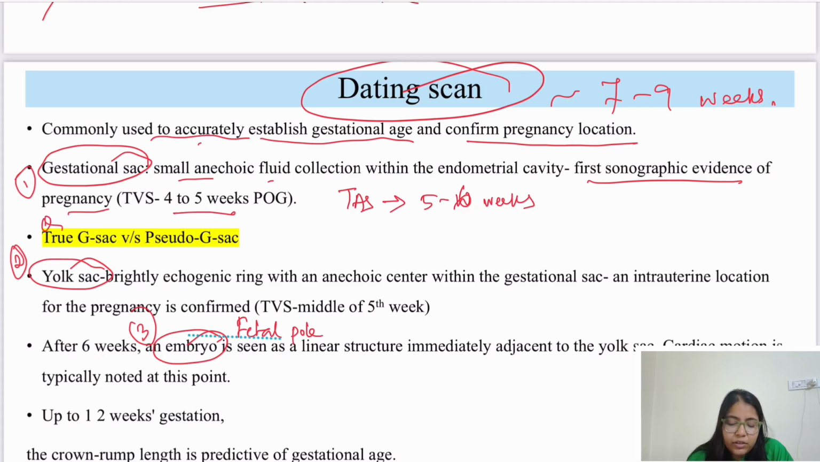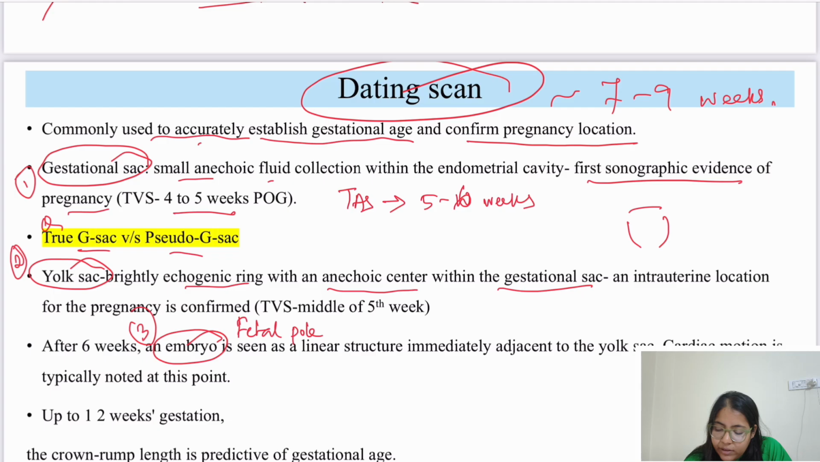There is one question: what is a true gestational sac versus a pseudo gestational sac? So a true gestational sac is eccentric. It is developed at one side of the uterus, but a pseudo gestational sac is central. You can see it in the center, and a true gestational sac is in intrauterine pregnancy, but a pseudo G-sac you can see in ectopic pregnancy. Then comes the yolk sac. It is an echogenic ring with an anechoic center within the G-sac.